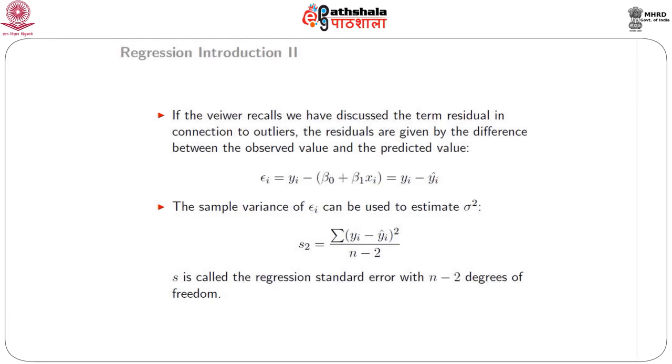So, we can write the residuals as Ri or epsilon i given by yi minus beta naught plus beta 1 xi, which can be given by yi minus yi hat, where yi hat is represented by beta naught hat plus beta 1 hat xi. And the sample variance of the residual can be used to estimate sigma square. We call it S square, and it is of the form summation i equals 1 to n yi minus yi hat whole square divided by n minus 2, where S is called the regression standard error with degrees of freedom n minus 2.